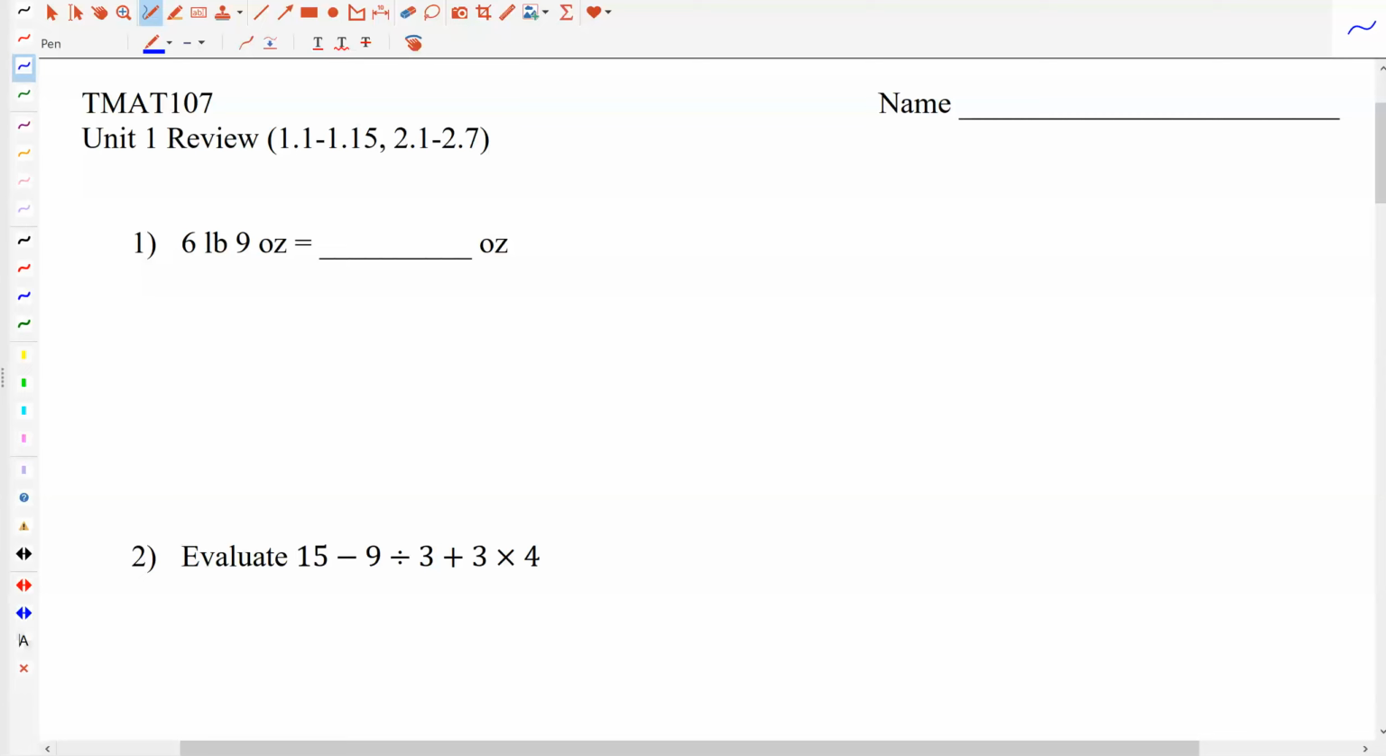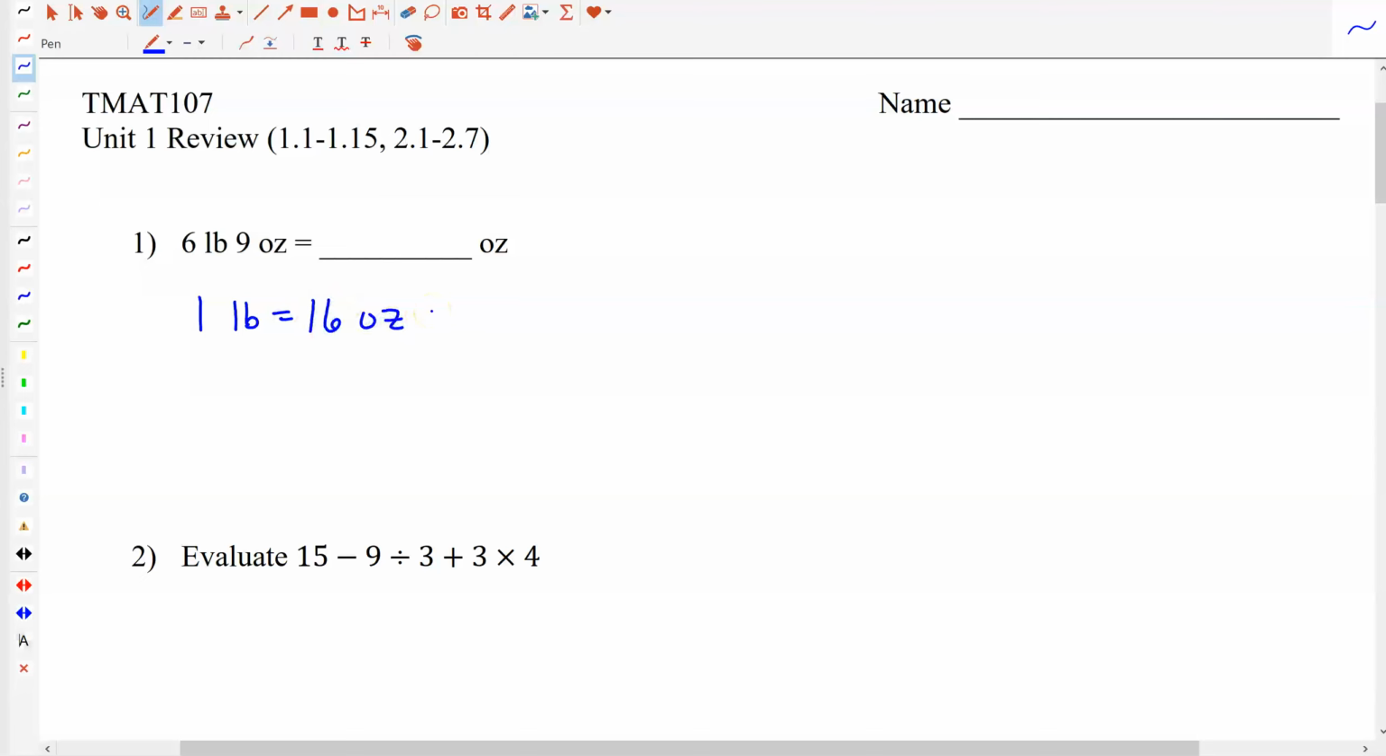So the first question we're going to look at is changing out some units. We are given 6 pounds 9 ounces and we want to write that just in terms of ounces. So the first thing we're going to do is convert that 6 pounds to ounces. One of the things that we're going to need to know is that 1 pound is equivalent to 16 ounces.